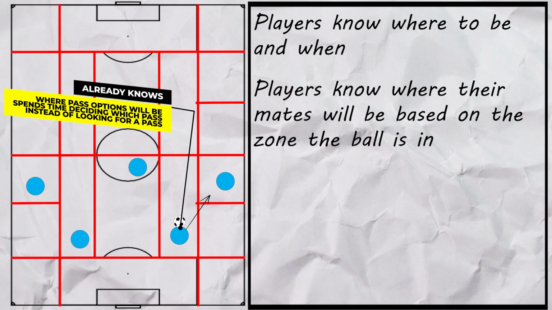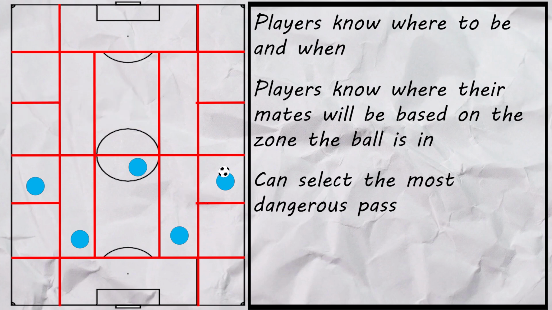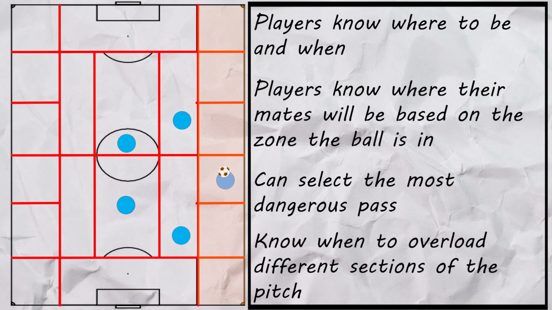They spend less time scanning the field and seeing where they could pass, and instead use that time to determine which pass would be most dangerous. In addition, by recognizing which region the ball is in, the team knows which regions to overload and where to make specific runs. So, by having the pitch set up as such, Pep identifies a few key areas.